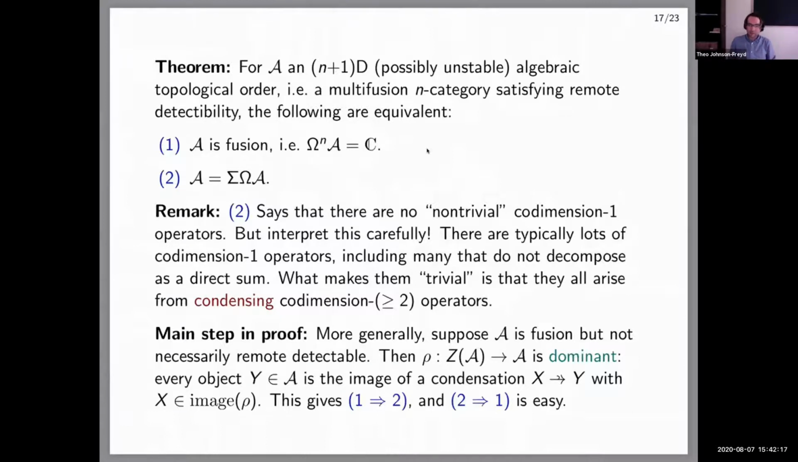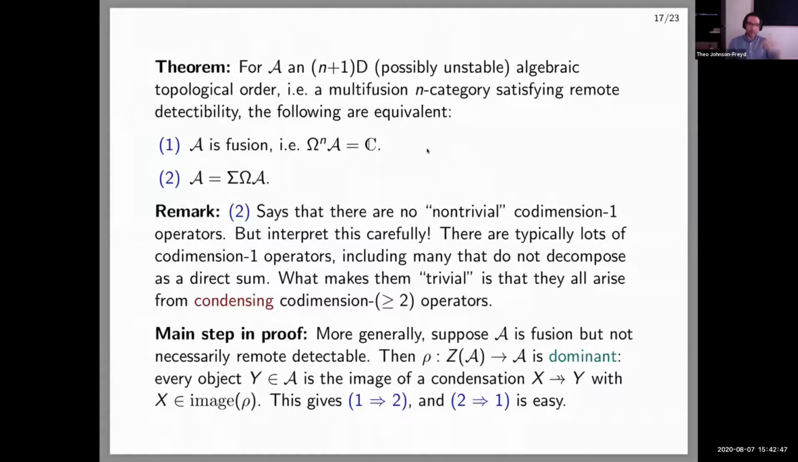The main step in the proof is a more general result that is well known in the 1-category literature, and I showed it for n-categories, which is that the functor from the center of your fusion category to your fusion category is always dominant, meaning that every element in my fusion category is the condensation of things in the image of the center.